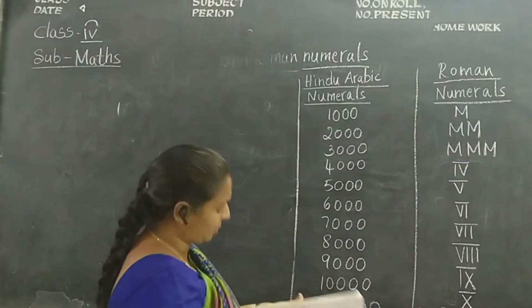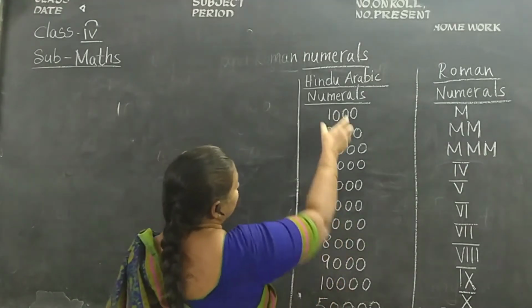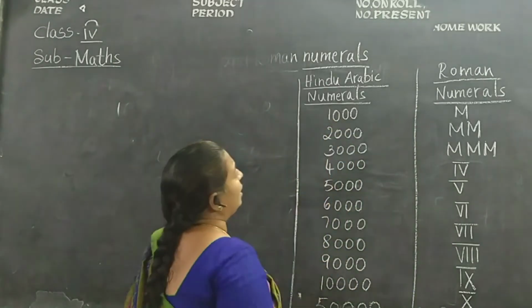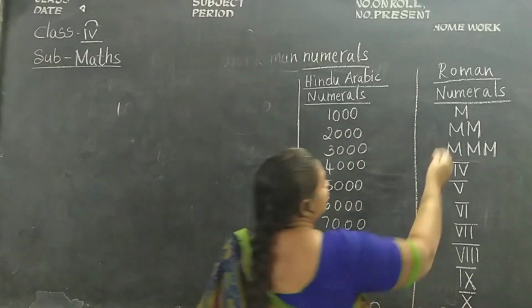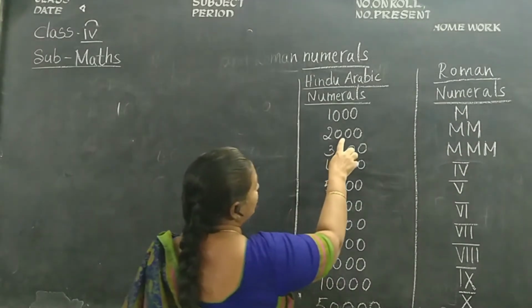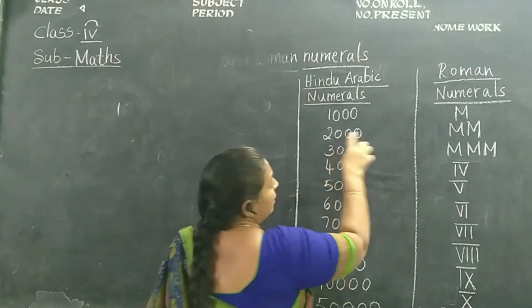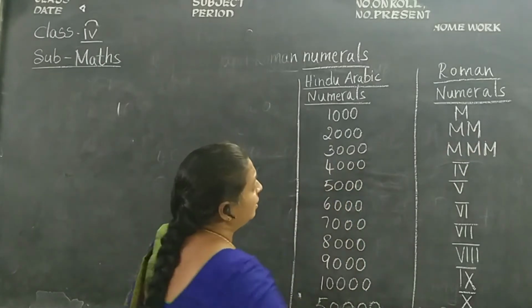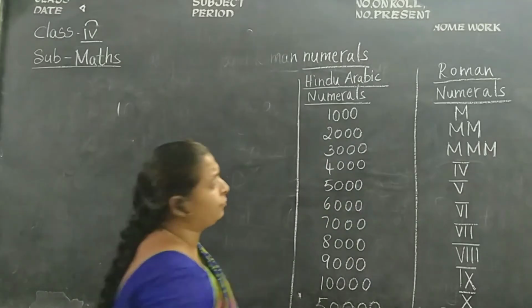Those who have the textbook, open this textbook and see once, children. Page 99, these two columns they have given. See here, what is this in Hindu Arabic numeral? This is 1000. Here, this is equivalent to M. Here, children, 2000 means 1000 plus 1000, M M. Here 3000, M M M. Here 4000. See children, 4000.